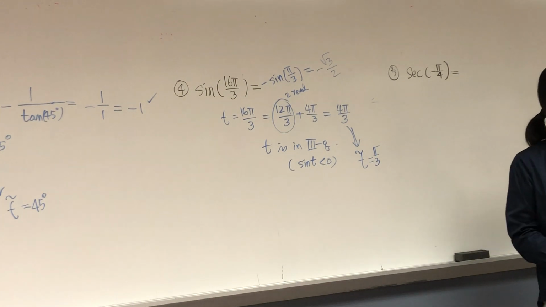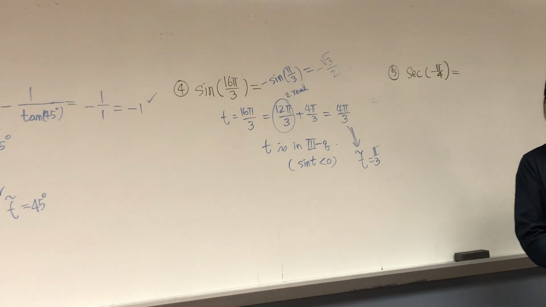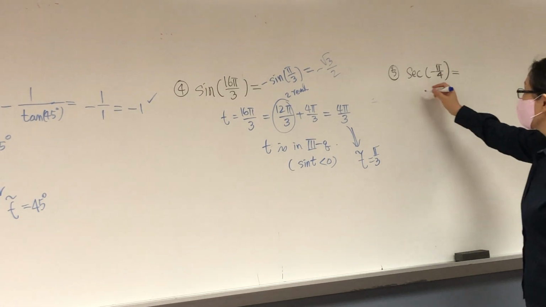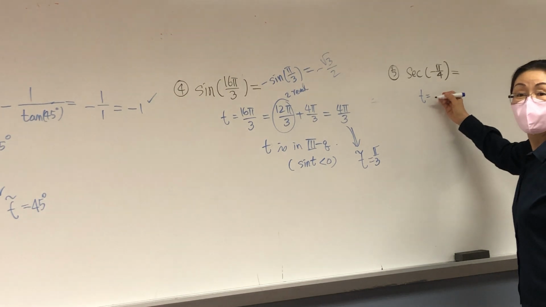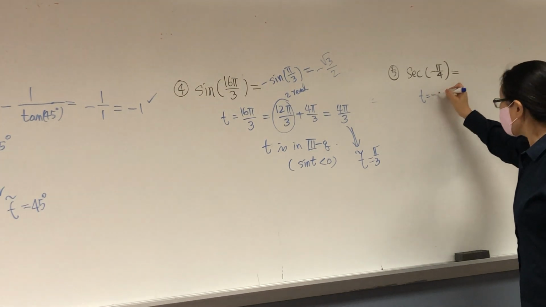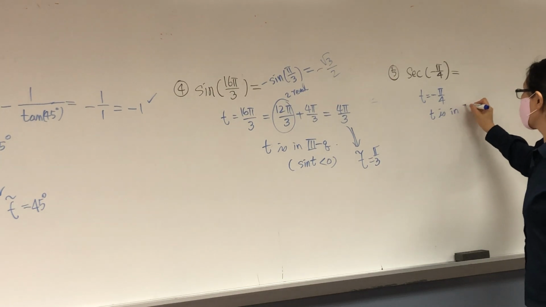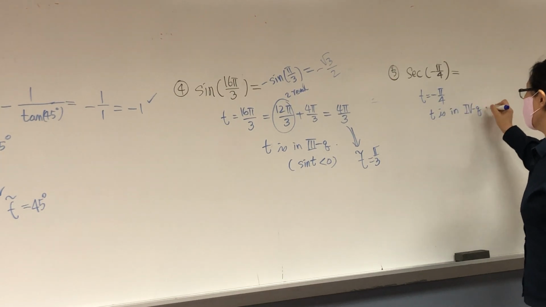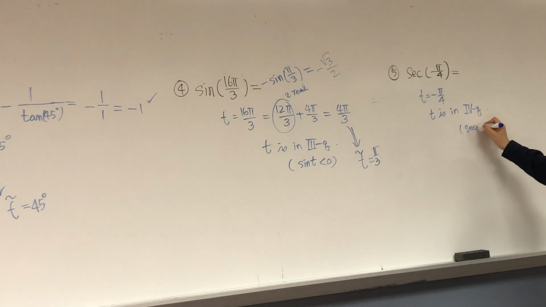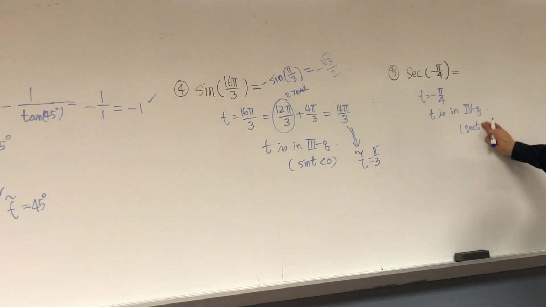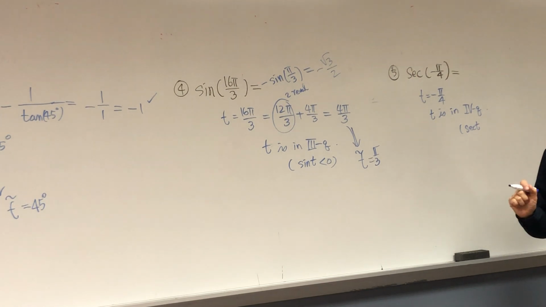What do you want to do? What do you need to do? So find out what quadrant it's in. What quadrant? What is your t? Negative pi over 4. T is in which quadrant? The 4th one. Right. And in the 4th quadrant, your secant t is what? Secant t is, cosine in the 4th quadrant?